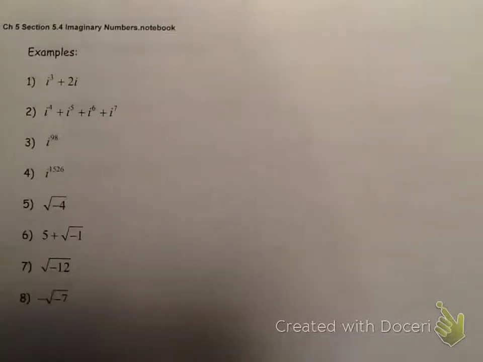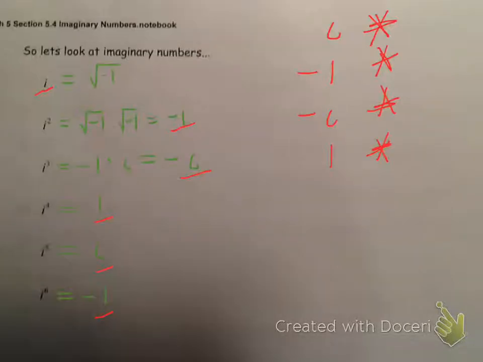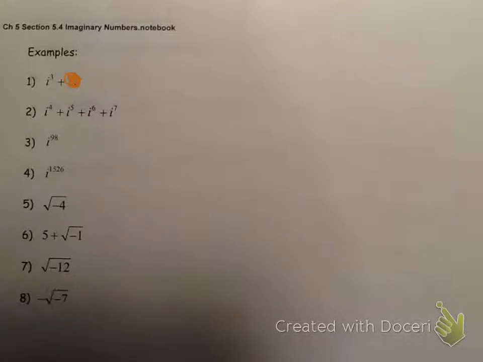So let's look at simplifying. In the first example, let's just do i to the third power. So let's go back. First power, second power, third power is negative i. So i to the third equals negative i.